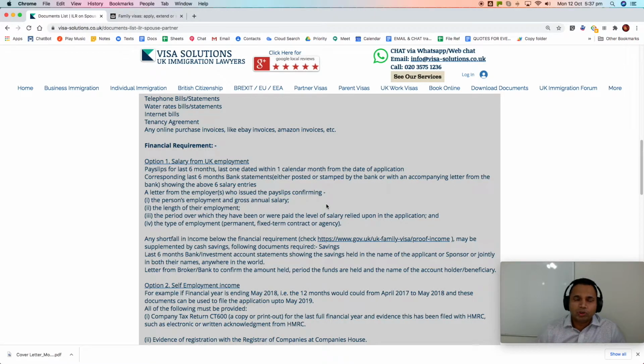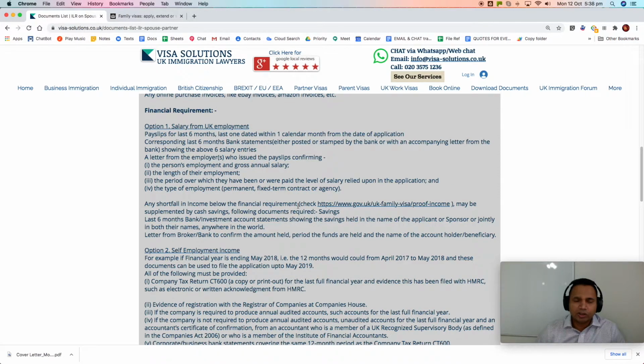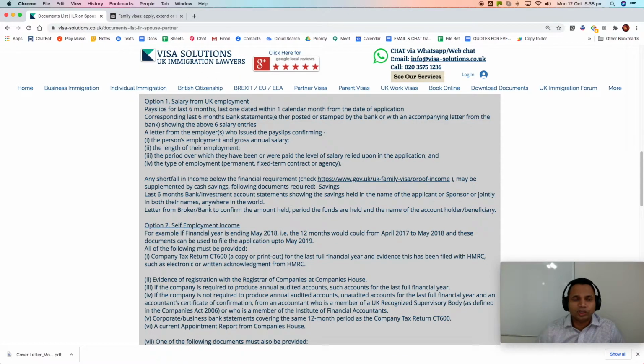If you have been in employment for less than 6 months with the current employer, then you need the last 12 months of pay slips. So let's say you are only 2 months employed with the current employer: 2 months of pay slips with the current one, 10 months with the previous one, the corresponding 12 bank statements showing the same 12 payment entries, a letter from your current employer confirming these particulars, and for the previous employer, maybe a previous letter or a contract of employment, some kind of document confirming these terms. It can be from the past; it need not be the latest document because it's previous employment. Any shortfall can also be met by savings.